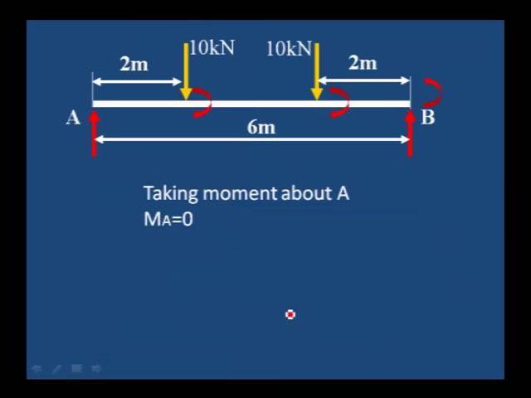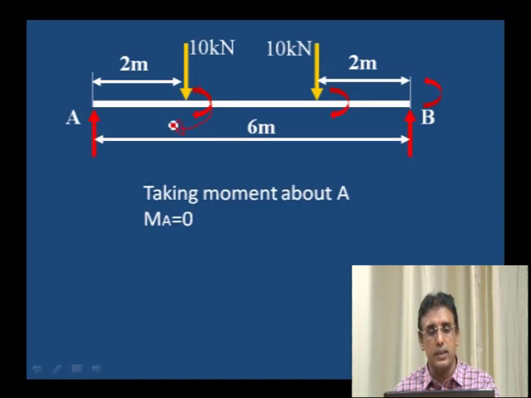Let us consider one more problem where we have a 10 kilonewton load acting at a distance of 2 meter from A, and another load acting at a distance of 2 meter from B. And what I have written here is the moment, in this direction, a clockwise moment. The loads will develop a clockwise moment, and the support reaction will develop an anti-clockwise moment. Therefore, the moments from the two 10 kilonewton loads are clockwise and the support reaction moment is anti-clockwise.